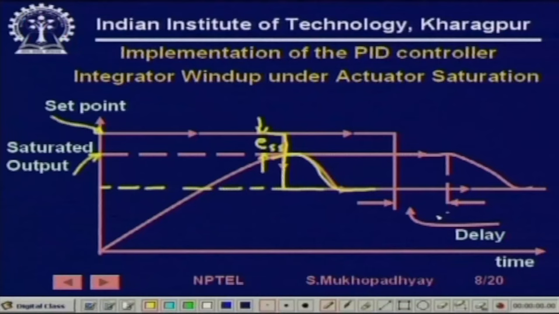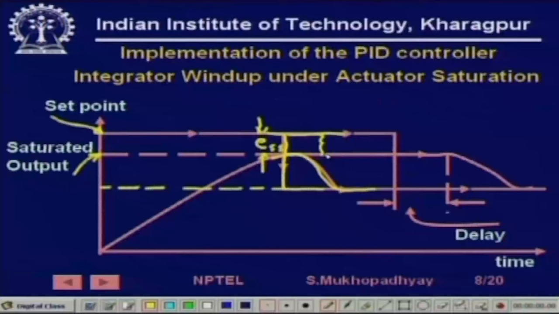Now, suppose that you have not immediately reduced the set point, but you have continued with it for some time. So, what is happening here? During this time the error is constant. So, the proportional part of the control input remains constant, but the integral term of the control input goes on increasing. So, the integral in the PID controller goes on integrating the error. However, it cannot produce a control input beyond saturation. So, the controller output is continuously increasing, it is also coming to the actuator input, but the actuator is not able to give that output because it is already saturated.